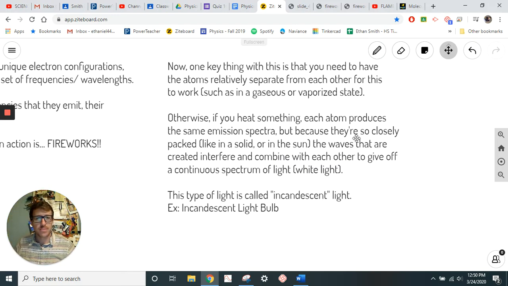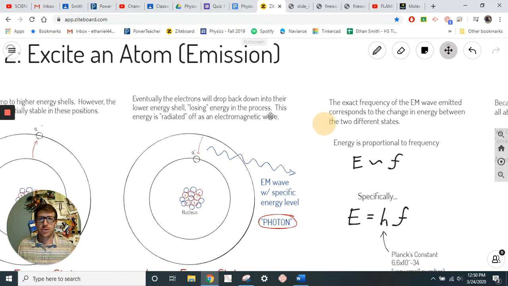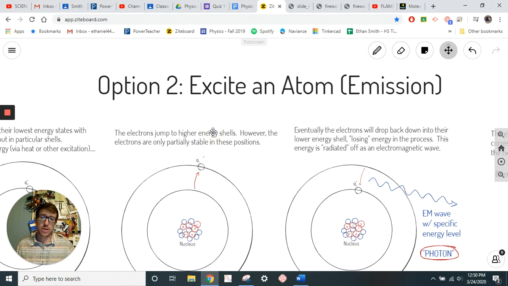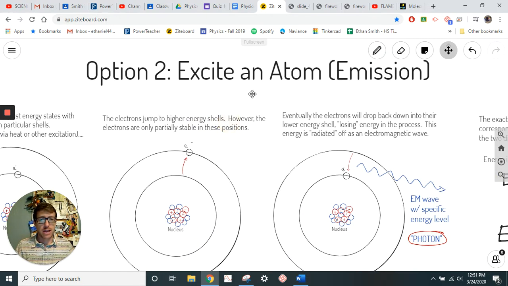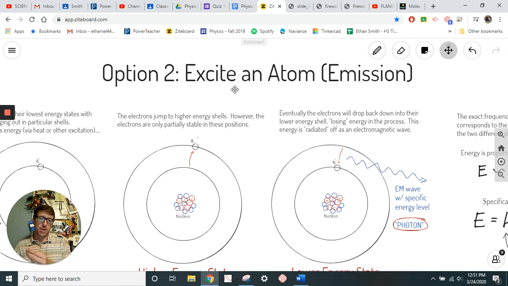Okay, so that's option number 2. We can excite an atom. Number 1 is we can physically move an electron, either using electricity or magnetism. The other way is if we just excite an atom. If we put energy into it, either heat or other energy is absorbed, it's excited, then it will actually emit electromagnetic radiation. It'll emit these wavelengths, and typically we're looking at infrared, visible, and ultraviolet in a lot of cases.